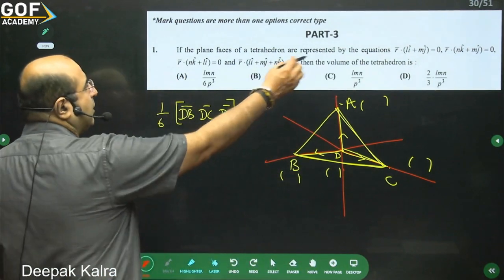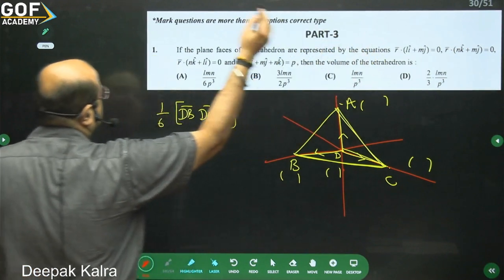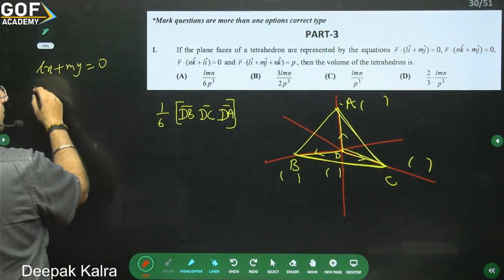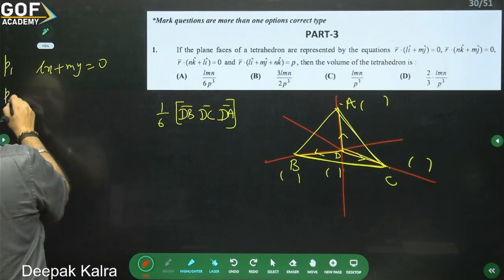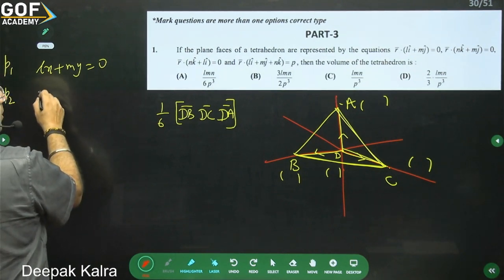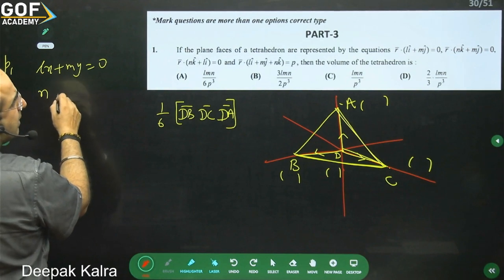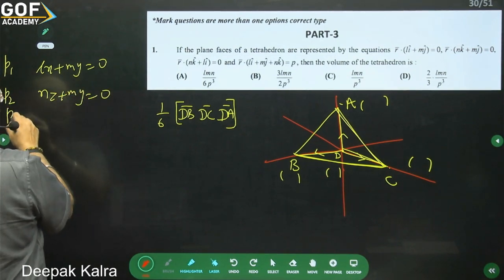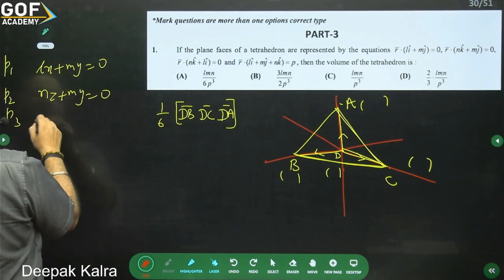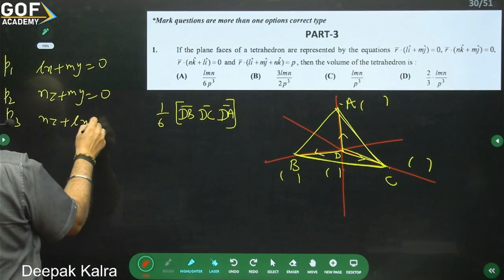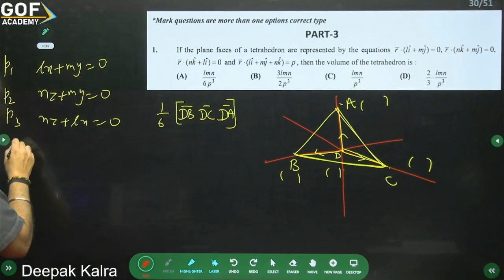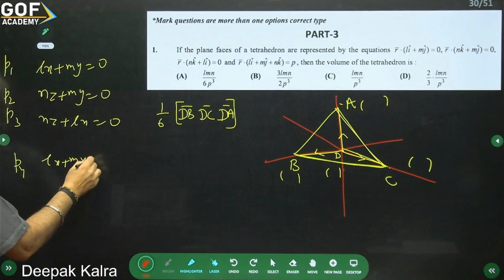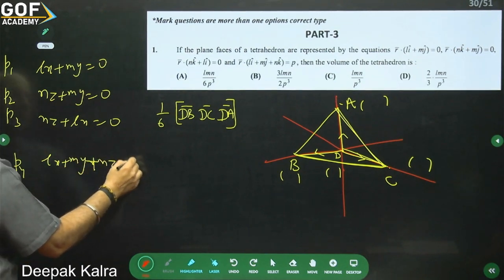So what I'll do, I'll open it in Cartesian form. I'll write the answer as Lx plus My equals 0 is plane number 1. Plane number 2, Nz plus My equals 0. Plane number 3, Nz plus Lx equals 0. Plane number 4, Lx plus My plus Nz equal to P.